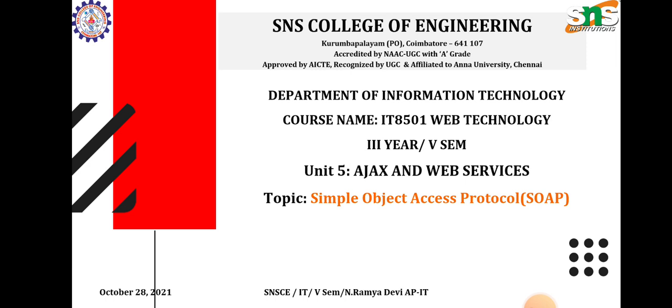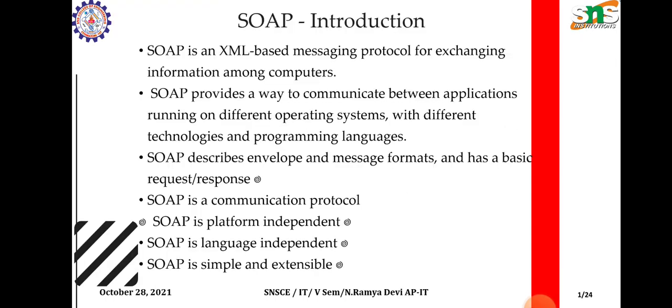Today I'm going to share a small article regarding SOAP. Before that, we'll see what is SOAP. Simple Object Access Protocol is a messaging protocol used for exchanging structured information in web services. It allows applications to communicate with each other over the internet, even if they are built using different programming languages and platforms. SOAP is an XML based protocol, meaning it uses XML to format its messages.